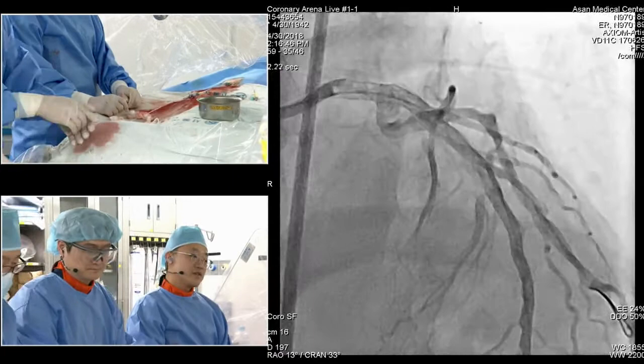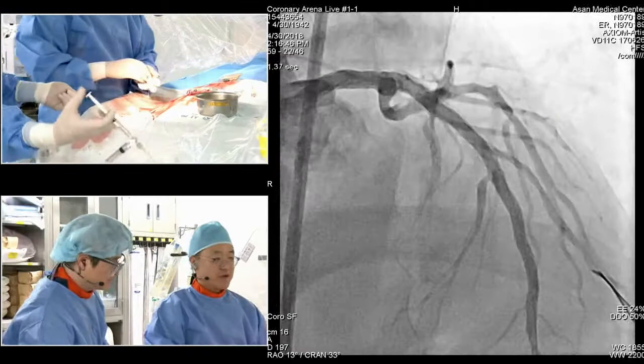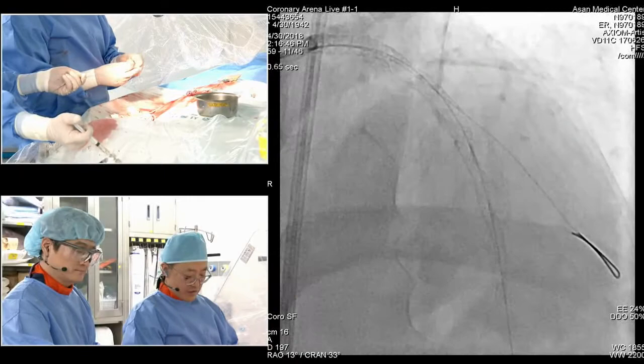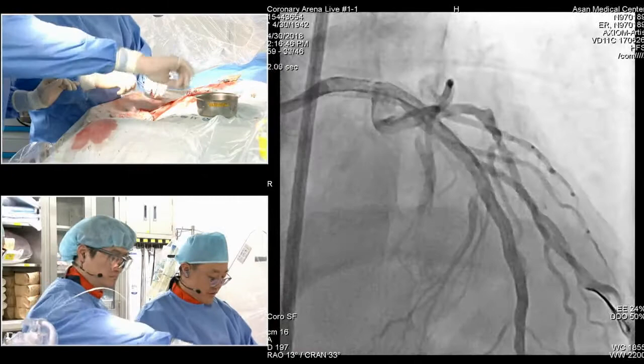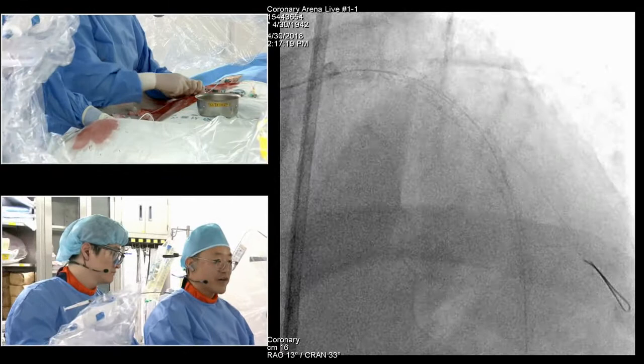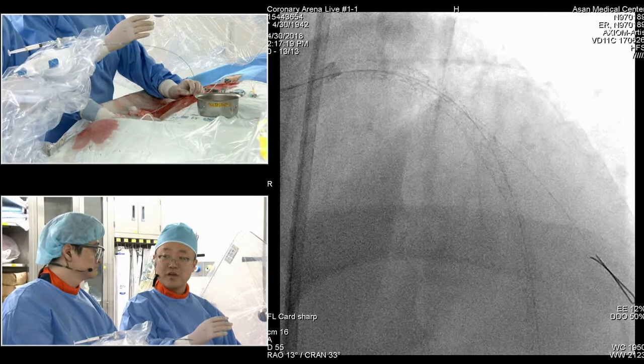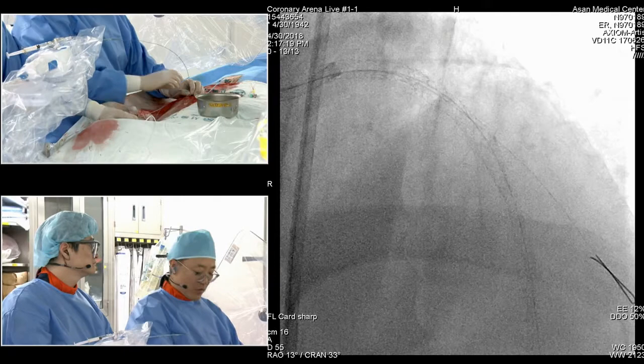We're gonna check the IVUS for optimization. For the distal long part we already did a 2.75 non-compliant balloon. Proximal part we did a 4.0 non-compliant balloon. So finally we did the long duration drug-coated balloon. Is there any suggestion for another strategy? Initially we thought about some reverse technique to treat the diagonal branches, but the overall procedure would be much more complex.